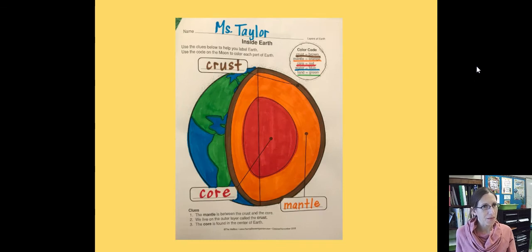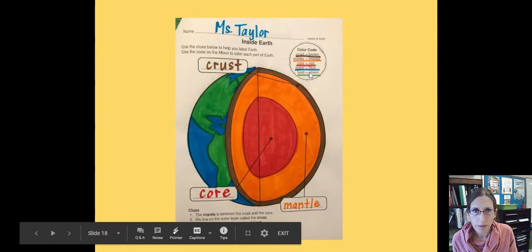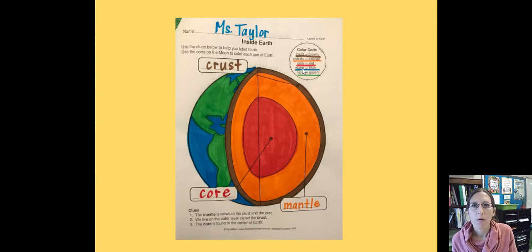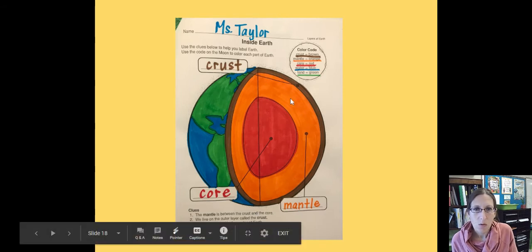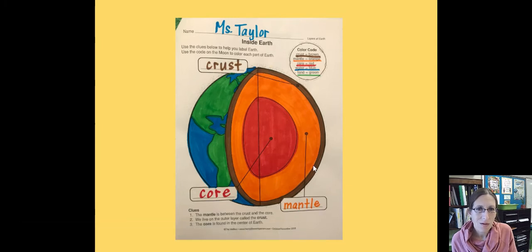So here is a picture of Miss Taylor's inside the Earth picture. And I've colored my core. There's my core. And I color coded my key. My core is red. My mantle is orange. There's the mantle. The crust is brown. And then the last thing we have is the water and the land. So the water is blue and the land is green.